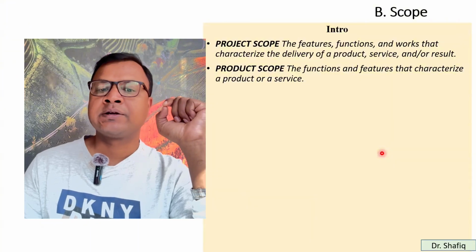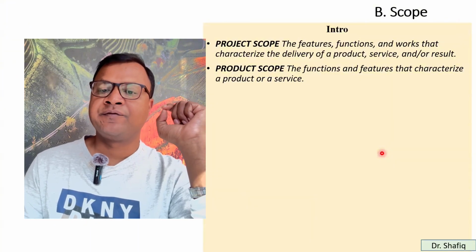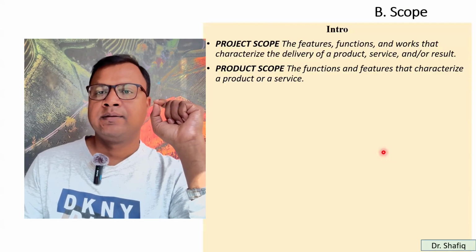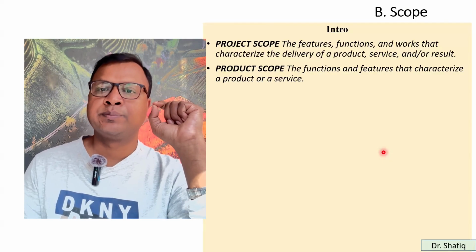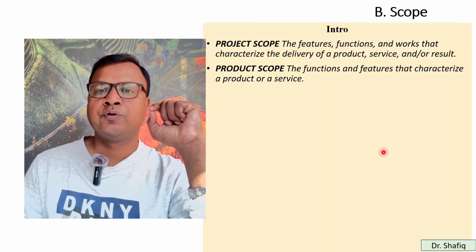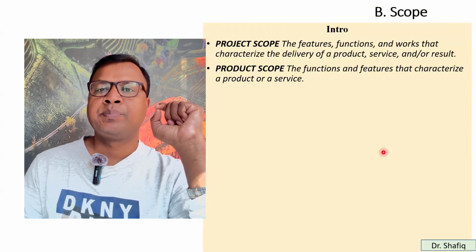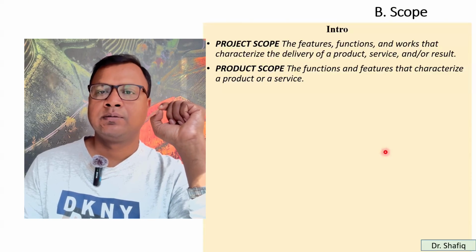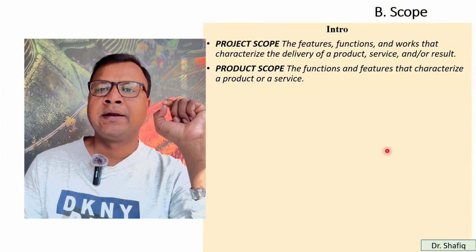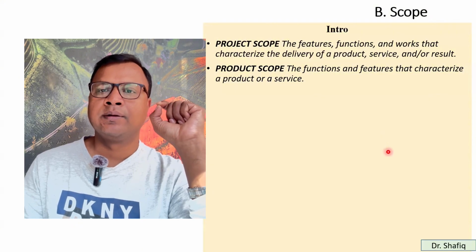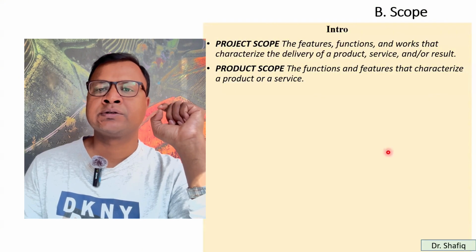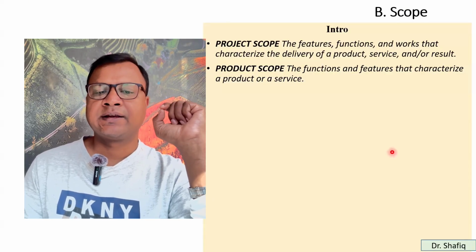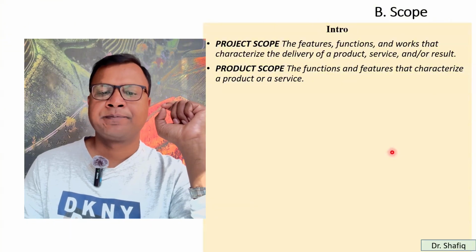But then what is product scope? The functions and features that characterize a product or a service. If we take the example of a building as a product, then making all the floors of the building, all the paint work, all the windows and doors, each of the features of the building that make up the whole building, we call that the product scope. So product scope is the functions and features that characterize a product or a service.